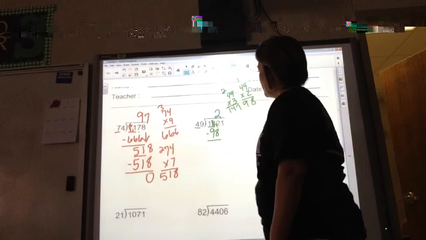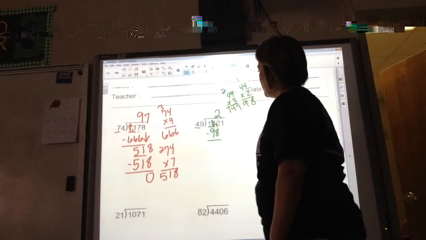Okay, I'm going to subtract. 0 minus 0 is 0. 4 minus 1 is 3. After I subtract, I bring down. Once I bring down, remember, I'm starting it all over again. So I'm going to underline the 30. How many times can 8 go into 30? 8 can go into 30 3 times.